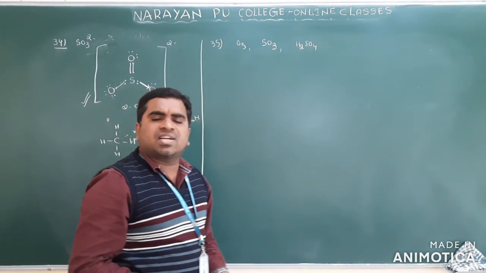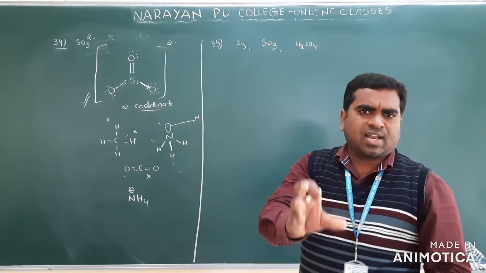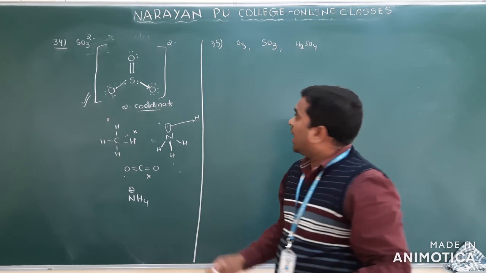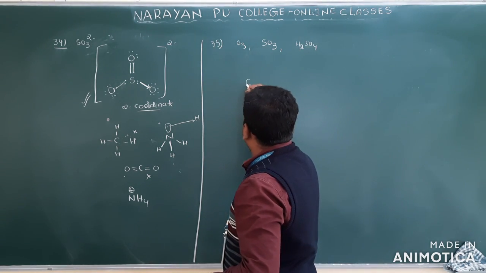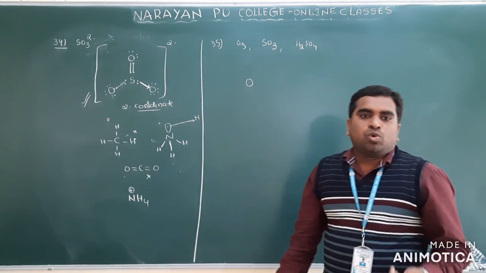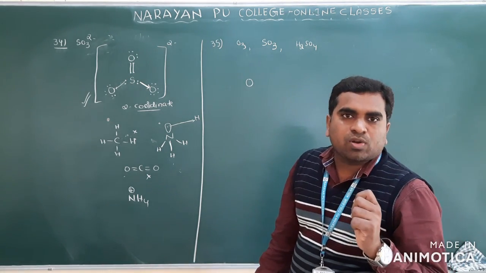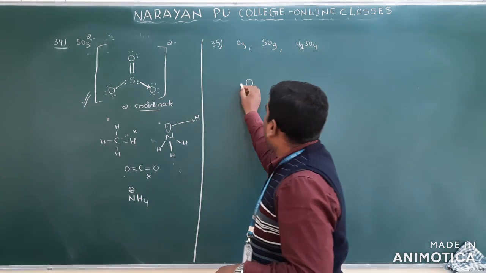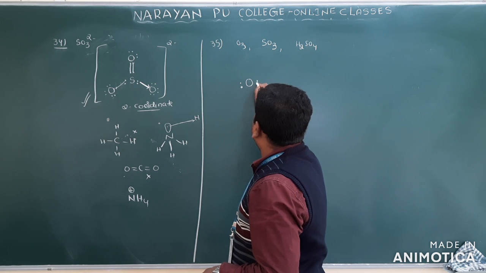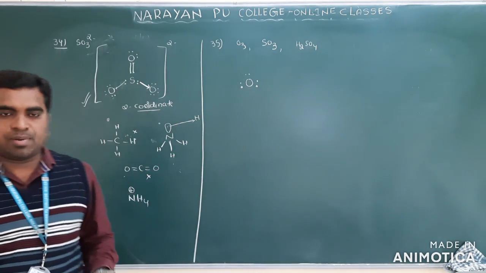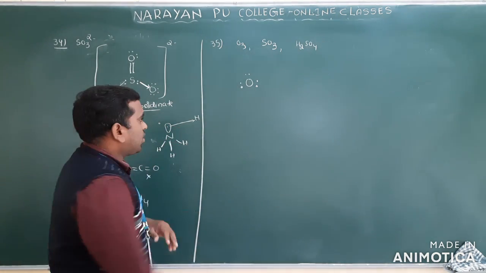Clear? The simple trick here: first write the central atom's electrons, then after that the surrounding atoms. So for O3, what is the central atom? Oxygen. Oxygen belongs to which group? 6th group, so we have to write 6 electrons around the oxygen. I am writing here 1, 2 and 3. Three pairs, that is 6 electrons.